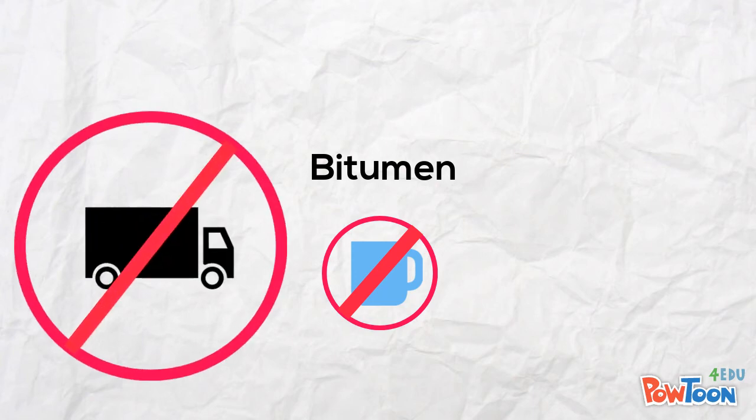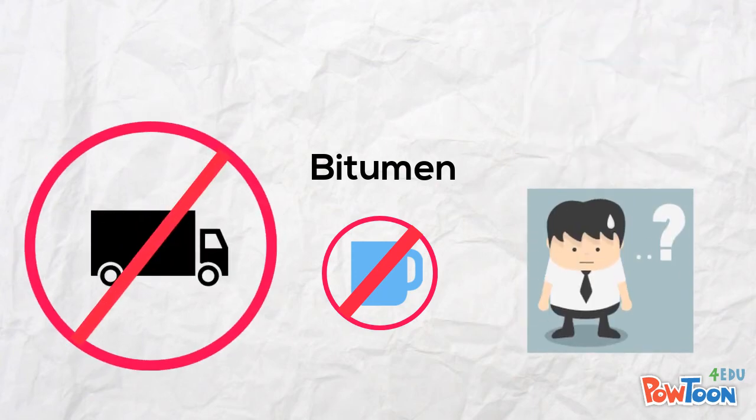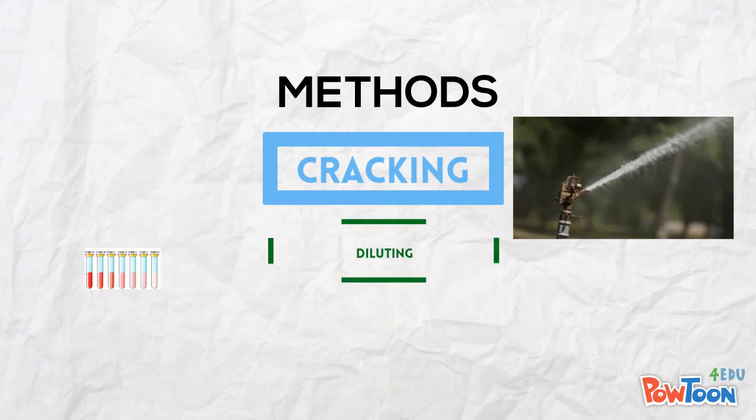Something interesting about bitumen is that because it's too viscous, it is hard for it to be transported, and thus there are methods by which to allow it to be transported around. The methods are called cracking, refinery, and diluting.